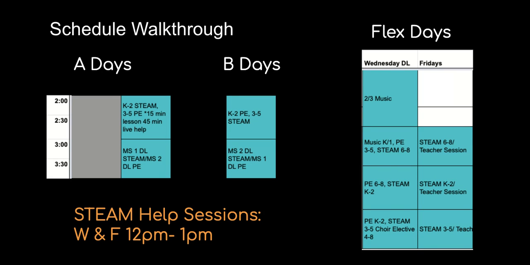All right, so looking at our schedule, we have A days, B days, and flex days. A days will be reserved for K through 2 with me, and then the middle school 1 group. So any day that you don't have me for STEAM, you'll have PE. B days is opposite, so I'll have 3rd through 5th for STEAM and our middle school 2 distance learning group. Flex days look a little bit different.